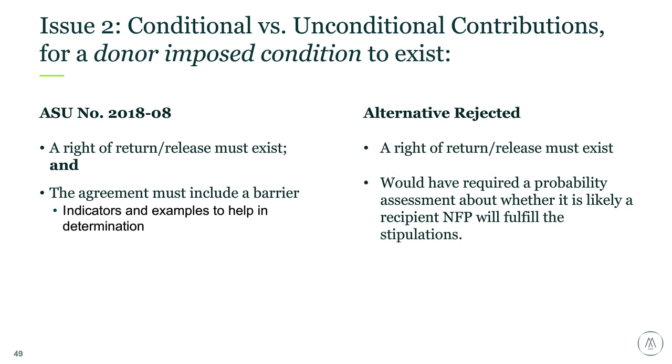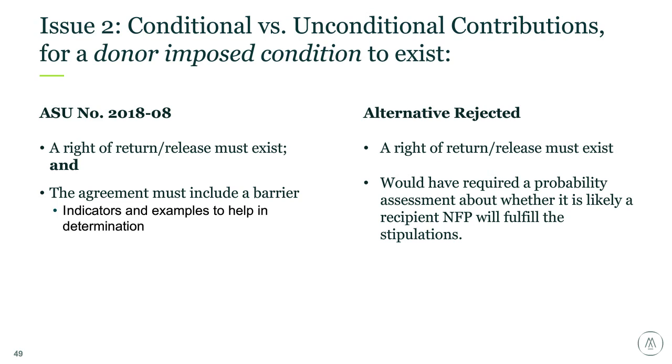In other words, if the nonprofit organization does not meet those conditions, then the resource provider would receive those funds back. The nonprofit organization must return them. But not only that, there also has to be a barrier. We're going to go through some examples of that in a moment.